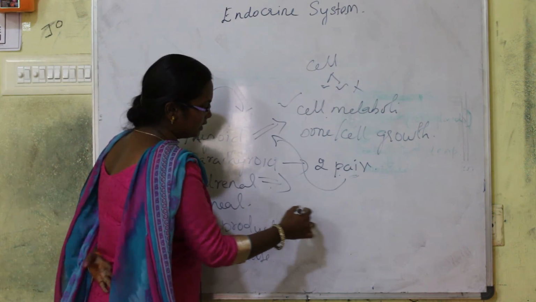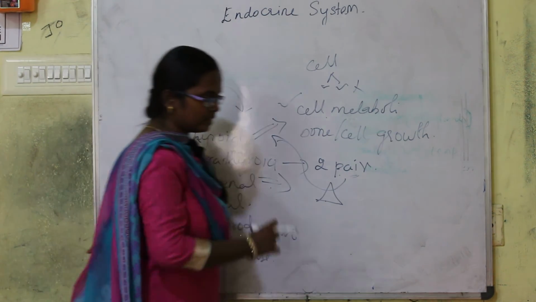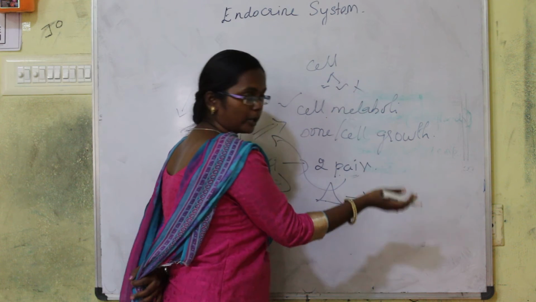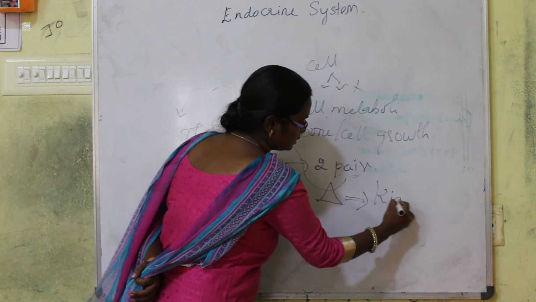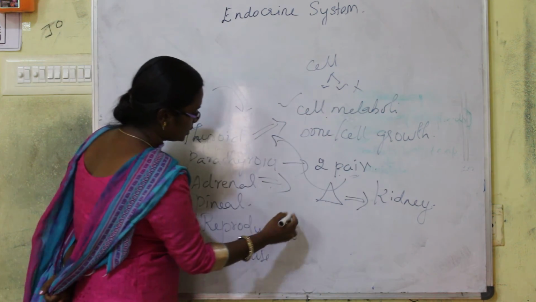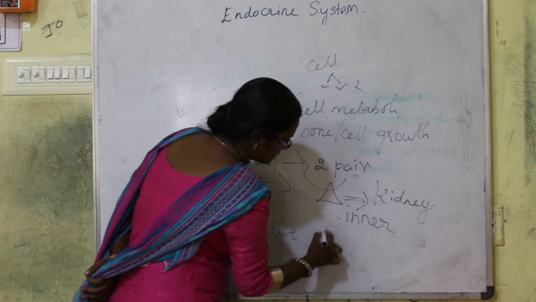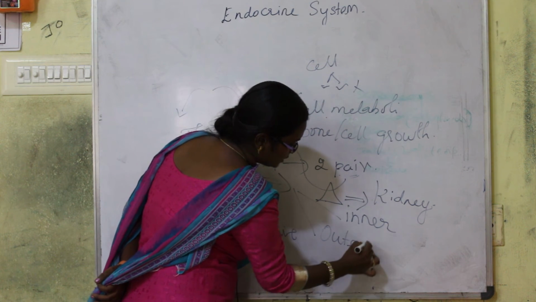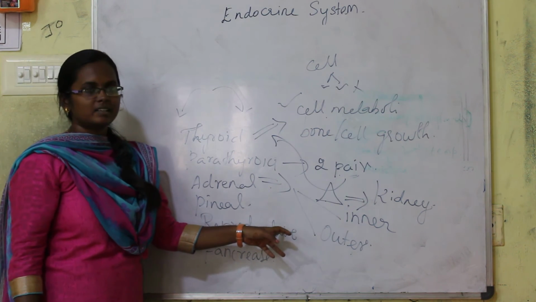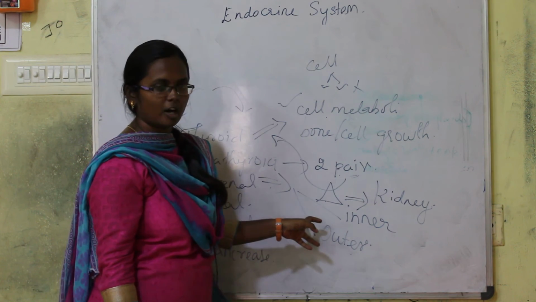Then adrenal, it is a triangle shaped gland. It is located above each of our kidneys. It is triangle shaped and has two types. First one is the inner part and second one is the outer part. Both of them are used for releasing hormones for physical stress or emotional stress.